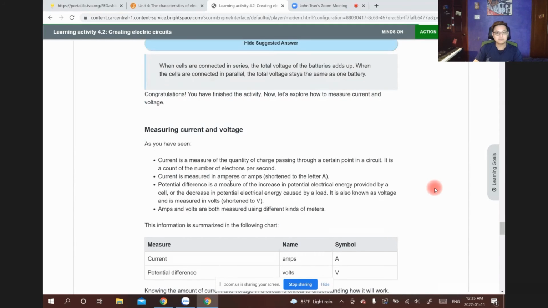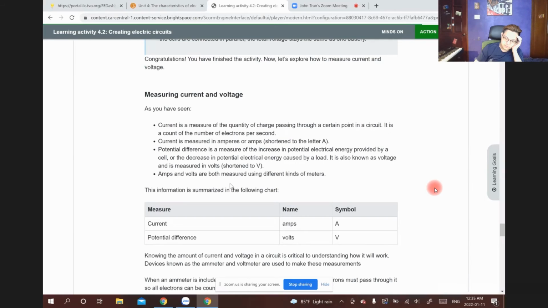This information is summarized in the form of a chart. Current and potential difference, volt, symbol V. Knowing the amount of current and voltage in the circuit is critical to understand how it will work. The devices known as the ammeter and voltmeter are used to make these measurements.